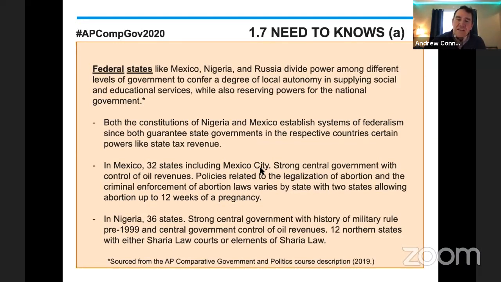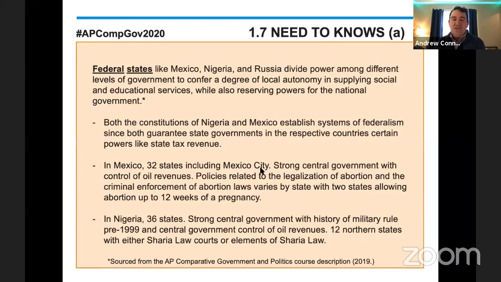Nigeria, on the other hand, I was looking up abortion policy in Nigeria. Nigeria has essentially a national law that deals with abortion, so there's no variance. Nigeria is one of the stricter countries, prohibiting abortions and not allowing legal access to abortion. And that is essentially a national policy.